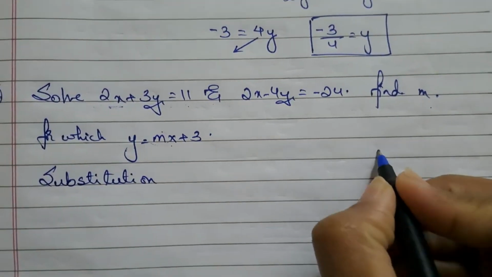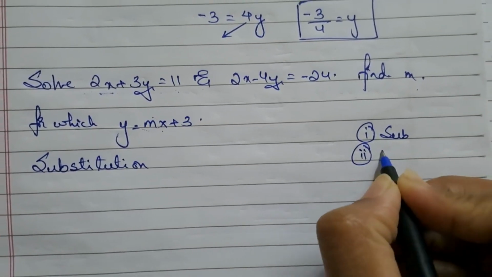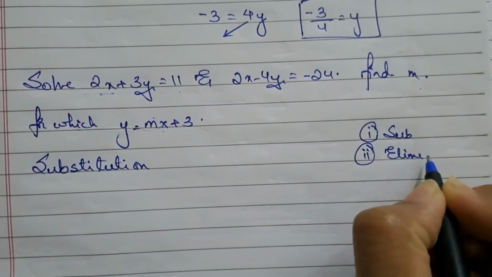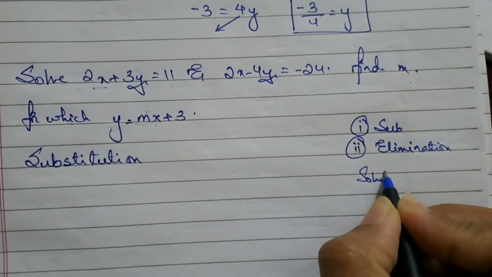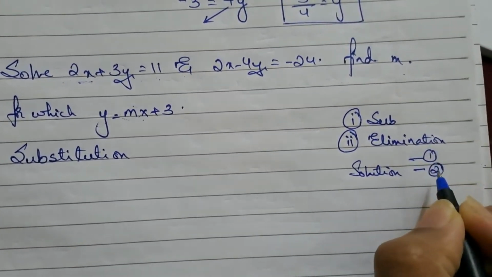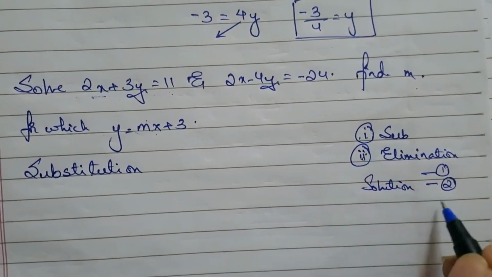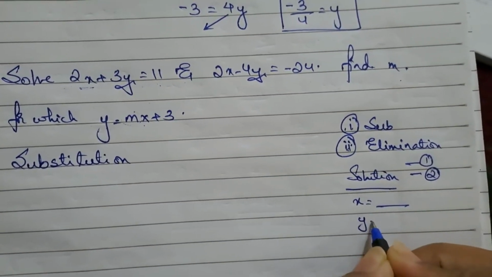In the chapter, there are two methods given. The first method is the substitution method, and the second method is the elimination method, where you can use either of these methods to find the solutions for the given equations. When two equations, equation 1 and 2, are given, you can use either of these methods to find the solution. Solution is nothing but the value of x and the value of y.